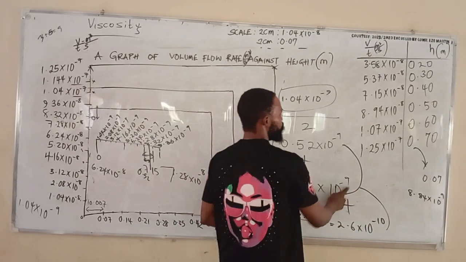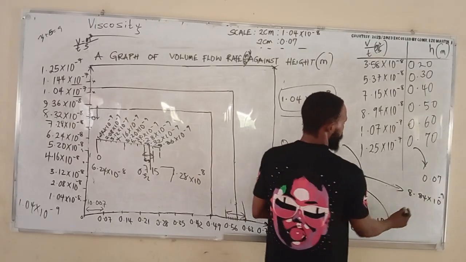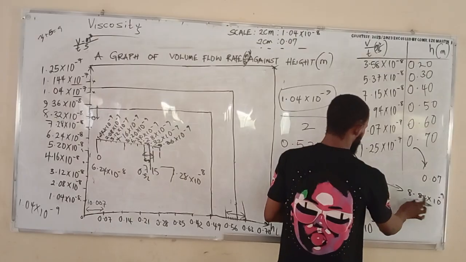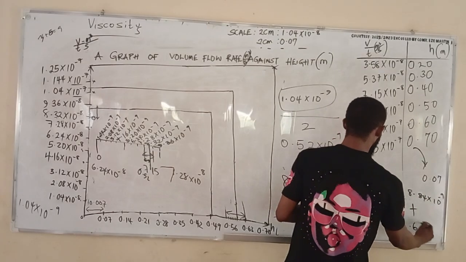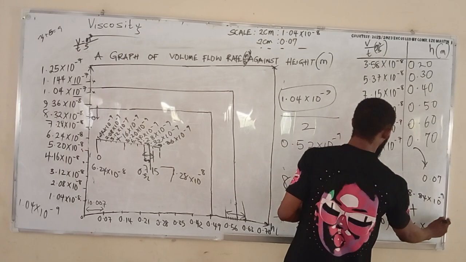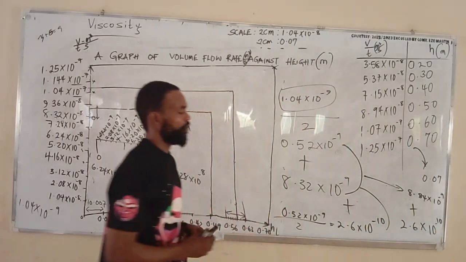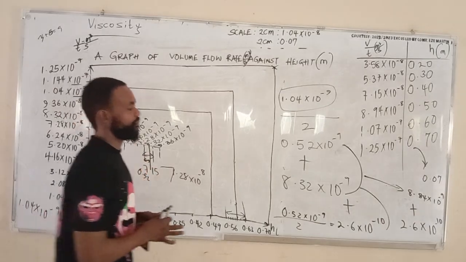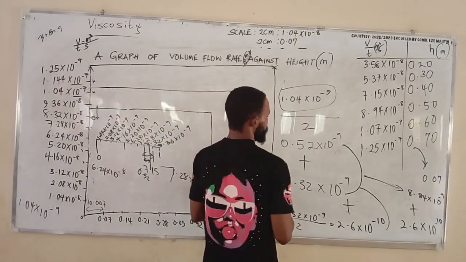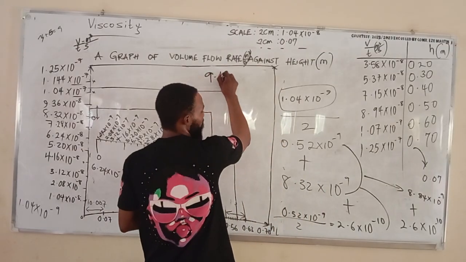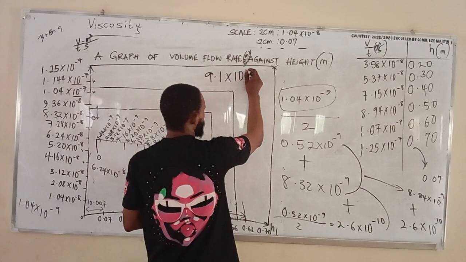So you got these two to give you this. I add this now. 2.6 times 10 raised to the power minus 9, 10 raised to the power minus 10, sorry. 9.4 times 10 raised to the power minus 9. Wait, let me write it here. We got 9.1 times 10 raised to the power minus 9.